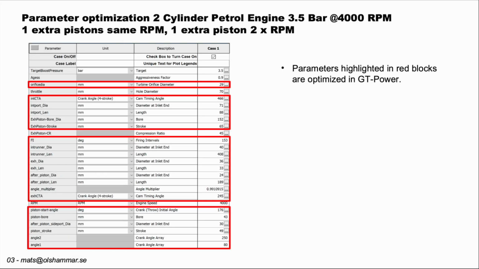And here are the parameters that we have optimized for this one. And we are running it at 3.5 bar and 4000 RPM. And since previous simulations, we already have baseline values for this one, where the baseline engine is just a two-cylinder with two-cylinder for combustion.